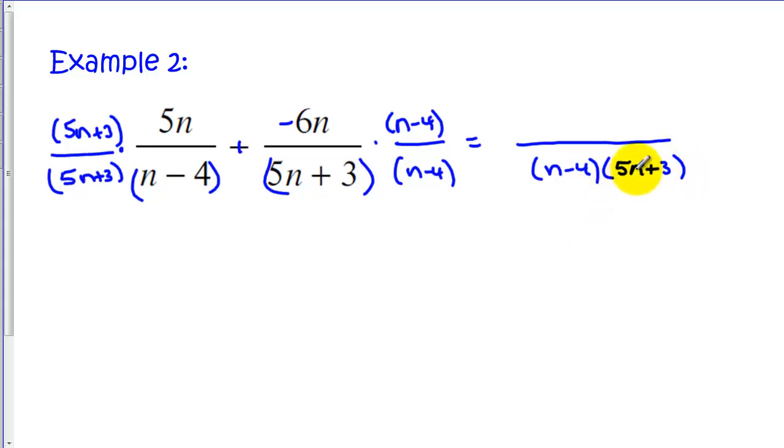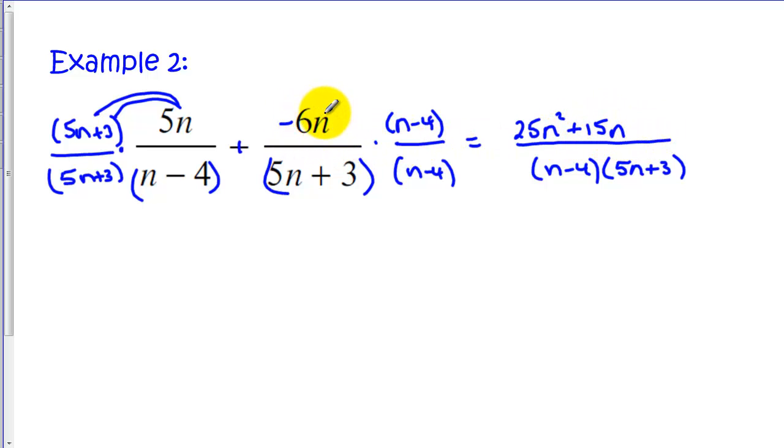And multiplication is commutative, so the order that we put those factors doesn't matter. Now on the top, we're going to have to distribute this 5n. So I'm going to have 25n squared, and then 5n times 3 is plus 15n.